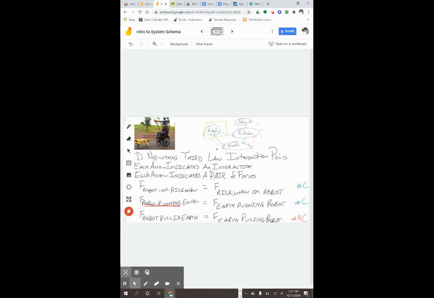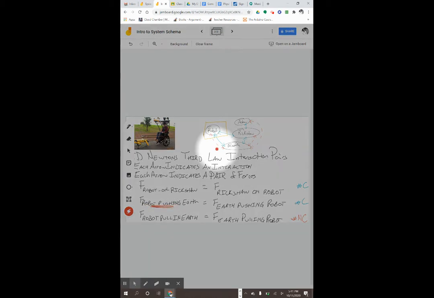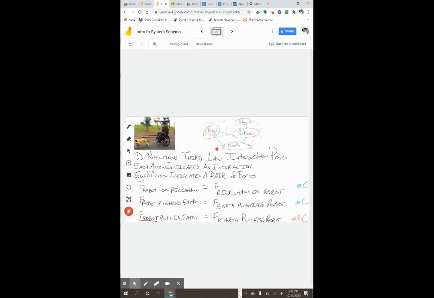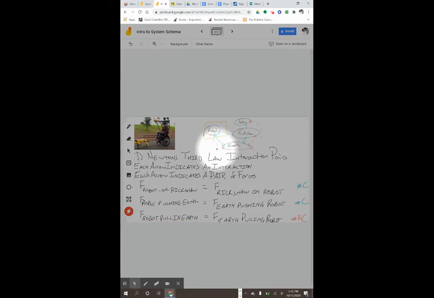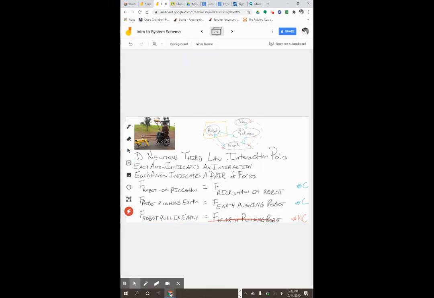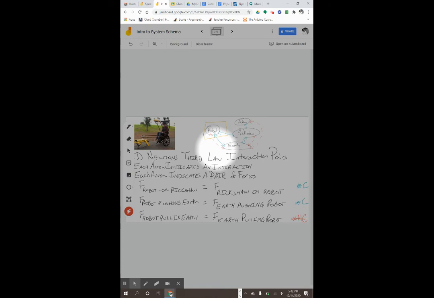So that is the contact force, like when the robot's feet are pushing down on the earth. So that's the robot pushing the earth down. And when that happens, the earth pushes the robot back up. That is another contact force. Then we have this double-headed dash arrow talking about the gravitational interaction between the earth and the robot. So the robot pulls the earth up and the earth pulls the robot down. That is a non-contact force.